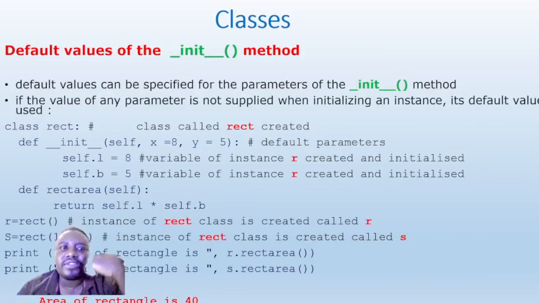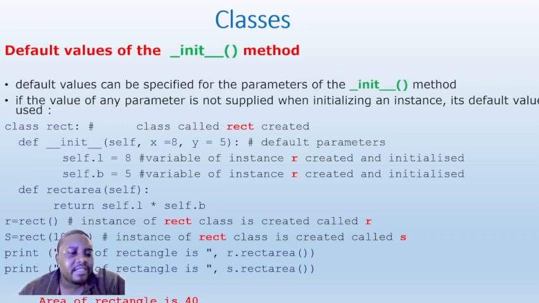So the default values of the init method. Default values can be specified for the parameters of the init method. If the value of any parameter is not supplied when initializing an instance, its default value is used. So this is another class again. You can see it's still similar to that one, but the only difference now is that the values are also declared on top there. So you can also declare them like that. Then print, it can print.